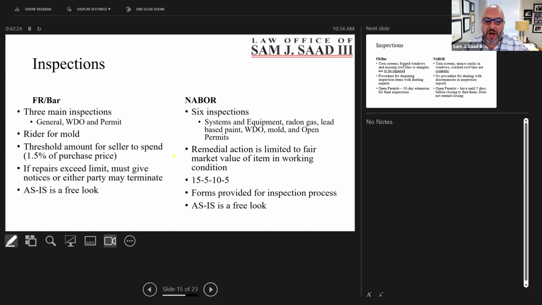Excuse me. Okay, inspections. Big differences under inspections. Oh, wait, we have a question. Bob's asked about transfer taxes under both contracts. Bob, the seller pays for the doc stamps under both contracts.